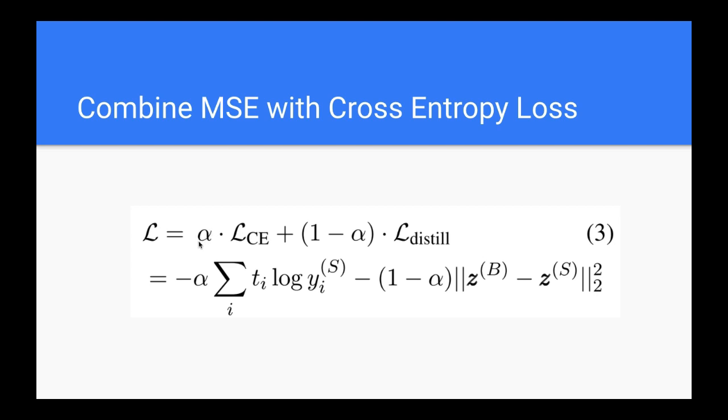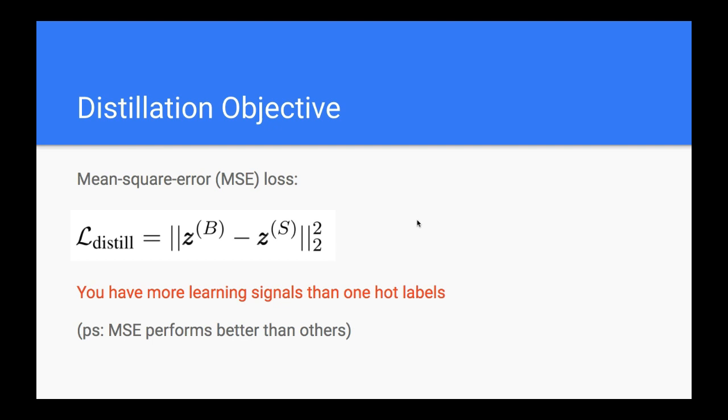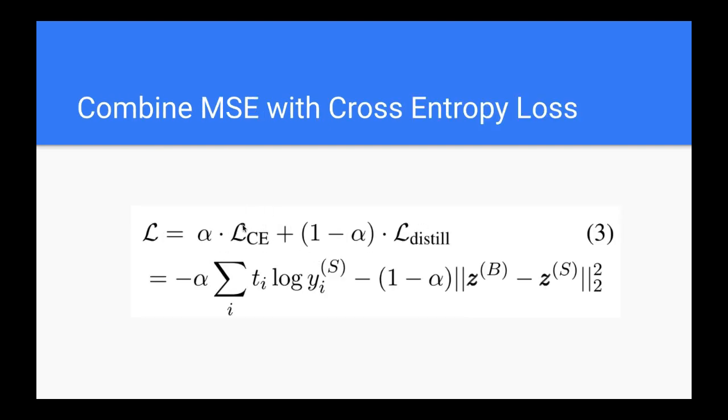So this formula combines the traditional cross entropy loss function and the logits mean square error loss function. This part is the distillation loss function that we discussed in this slide, and this is the hard classification problem loss, and you have a hyperparameter here, basically alpha. If you want the model to learn more from the teacher's dark knowledge, then you decrease the alpha.